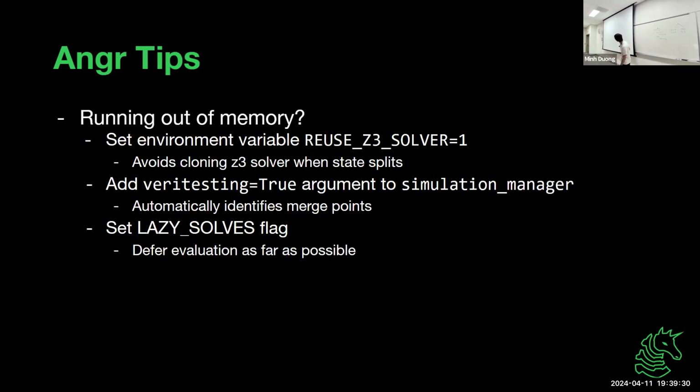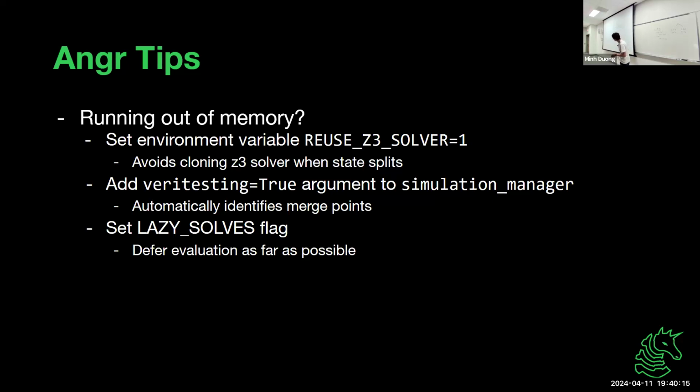Okay, tips. When you have a lot of branching going on, or when you have a complex program, the states can get very complicated. We'll look at state explosion later, and that takes up a lot of memory. So you can just run out of memory. There's some things you can do to try to fix that. There's reuse Z3 solver, which will not split the solver at every state split. You can get it to try to merge states automatically. All of these, the root cause is that when you have too many states, that's too much memory.